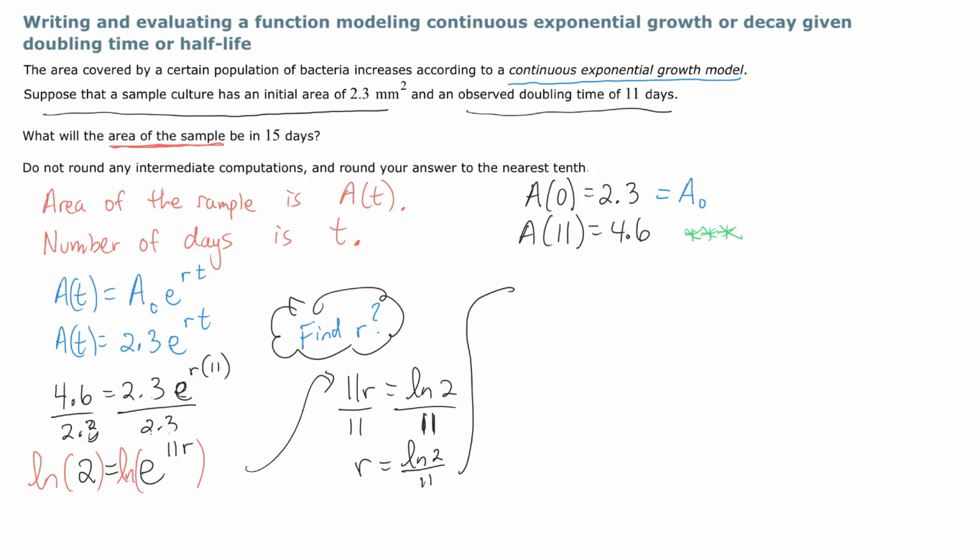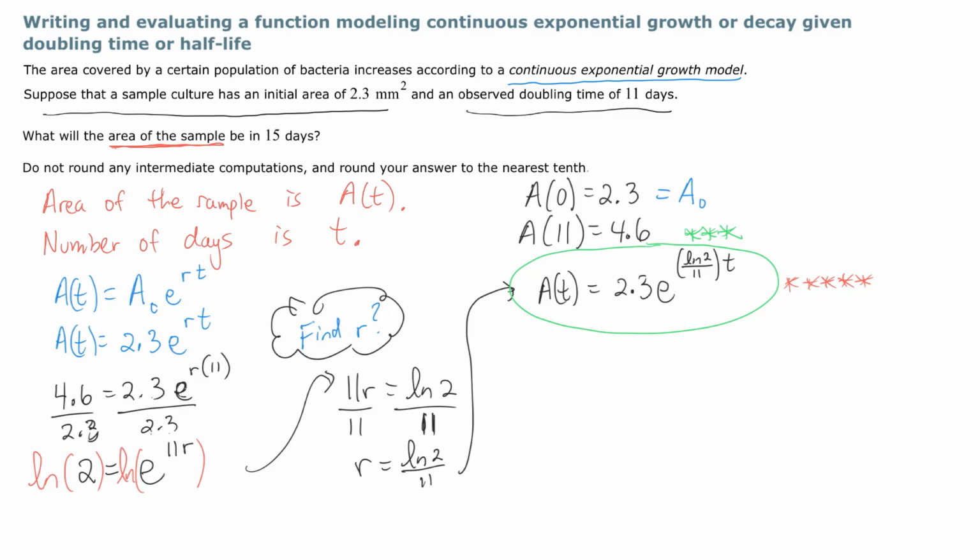Now, we're getting there. Key step here is that you found your model. A of t is equal to 2.3 e, where r is what? r is ln of 2 divided by 11, and then multiply by t. Circle that. That is really, really important. In fact, now I'm going to call this quintuple star. That's how important it is. I'm going to label it with 5 stars next to it.